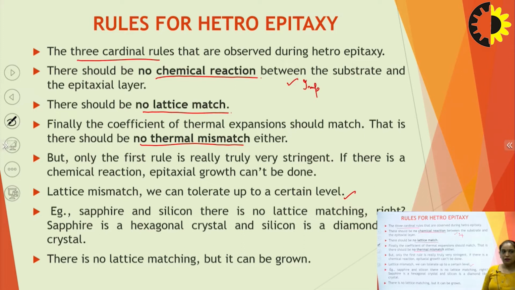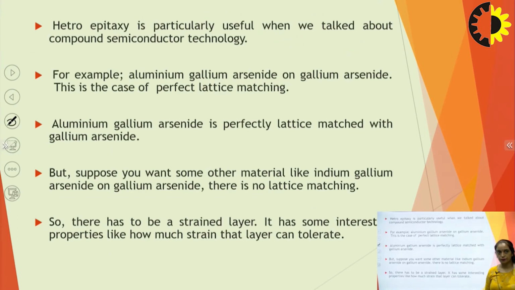For example, the sapphire and the silicon, there is no lattice matching, right? In the previous diagram we have shown that both the lattice structures of sapphire and silicon are different. Sapphire has a hexagonal crystal structure and the silicon has the diamond-like structure, and there is lattice mismatch, but the silicon can be grown over the sapphire.